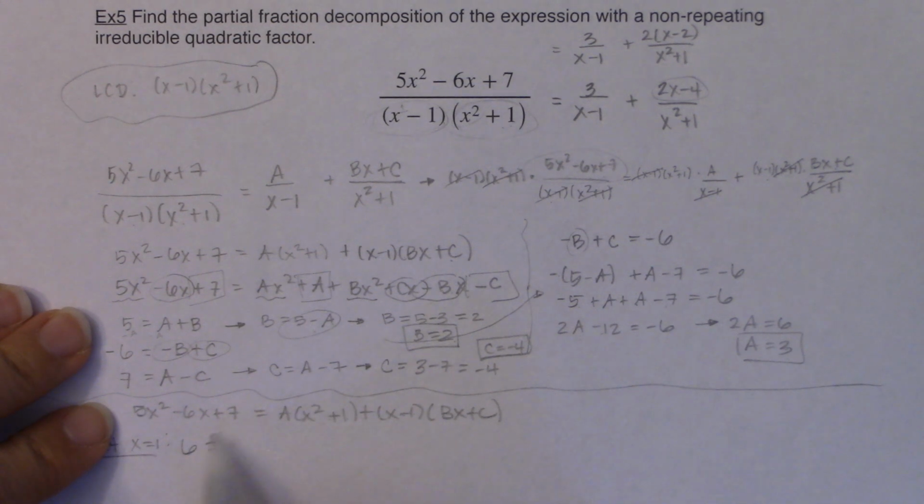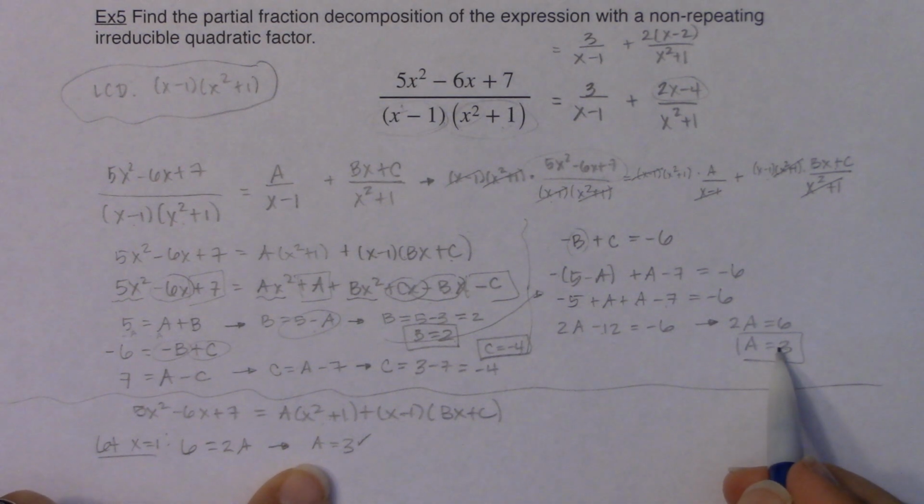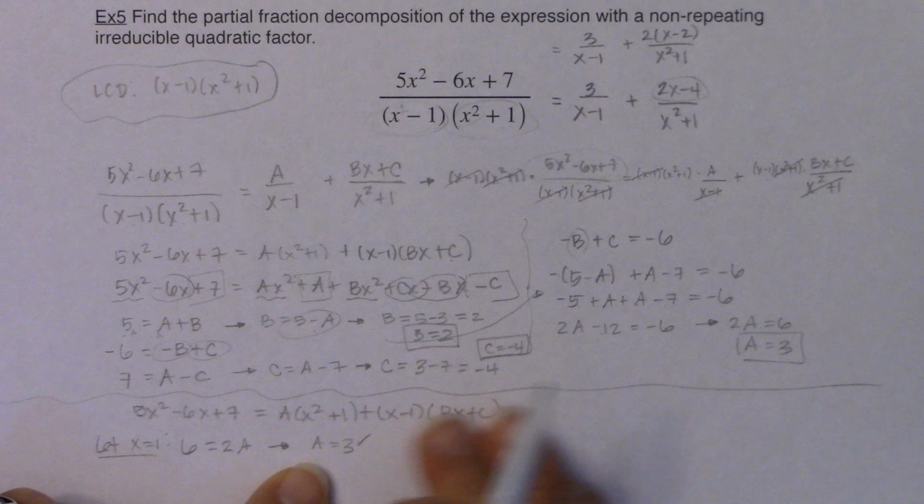1 plus 1 is 2, so this is going to be equal to 2a. And when I divide both sides by 2, I am going to get a equaling 3. So that is consistent with the work I got over here. And I would argue it's probably a little bit faster.